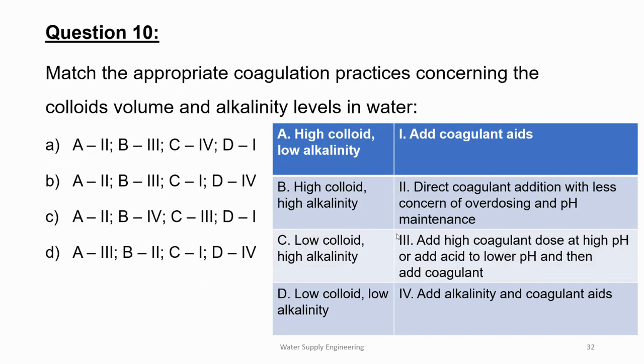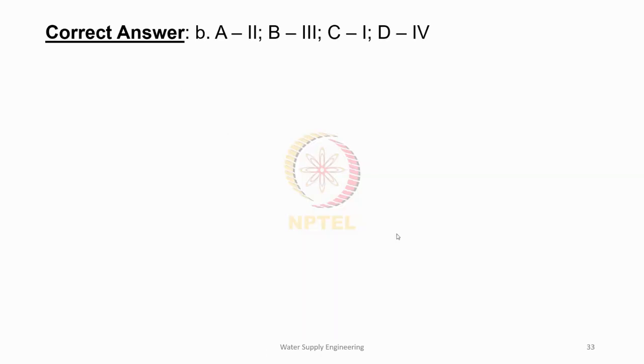Question number 10 is actually a match the following question, wherein we have in the first column colloid and alkalinity condition, and in the second column the application of coagulant aid. So we need to match them together. So I'm directly going to the explanation. The correct option is option B, that is A2, B3, C1, D4.